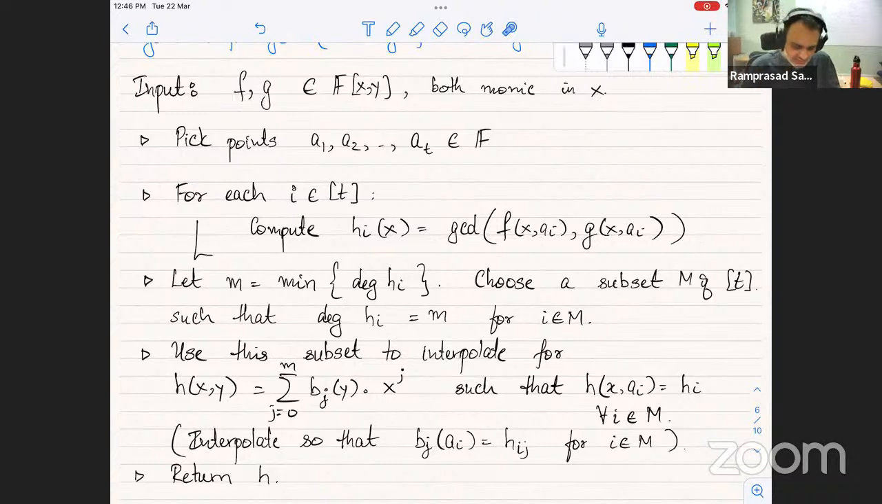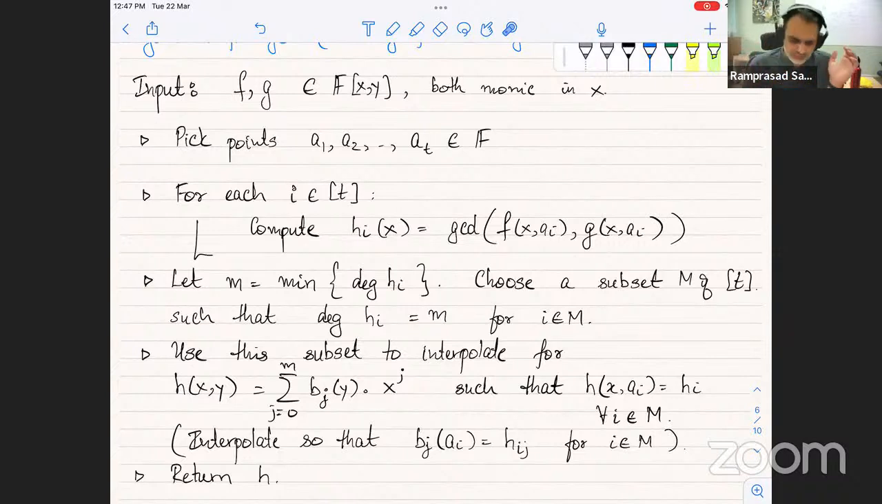Okay, so here is the input. Your input is two polynomials, which I'm going to assume are both monic in X. If they are monic in X, notice that there can't be any factor which is purely in Y, because the highest degree term must involve X. You can't have something which is a pure function of Y. It's just convenient to get rid of all of those other nonsense.